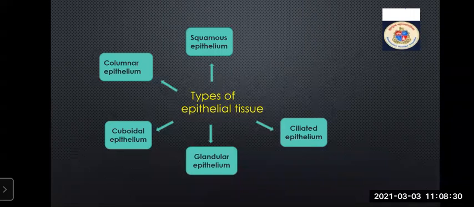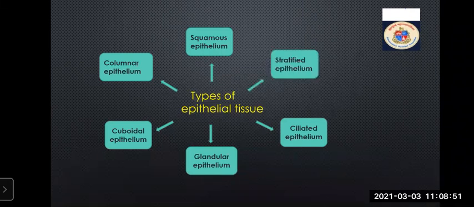Similarly, in the fallopian tube of our reproductive system, the ciliated epithelial cells are present. Ova is a non-motile cell. So for the movement of this ova, the ciliated epithelium keeps on moving the ova in the further direction.